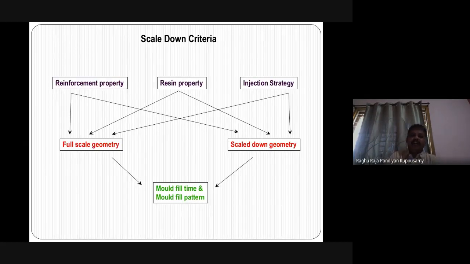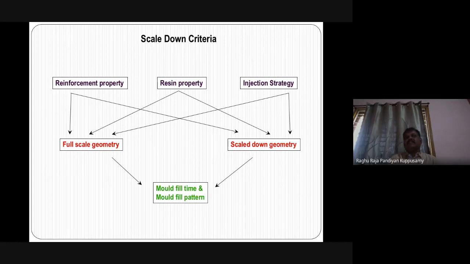You cannot alter certain things in this scale down criteria. The reinforcement property is a property of the fiber mat, and you cannot scale that down, that is for sure. Resin properties, because they are raw material properties, I cannot scale down in any case: cure kinetics, cure viscosity. Injection strategy also I cannot scale down. The only thing I can scale down is the dimension, and I have to manipulate the effective process parameters with respect to dimension.